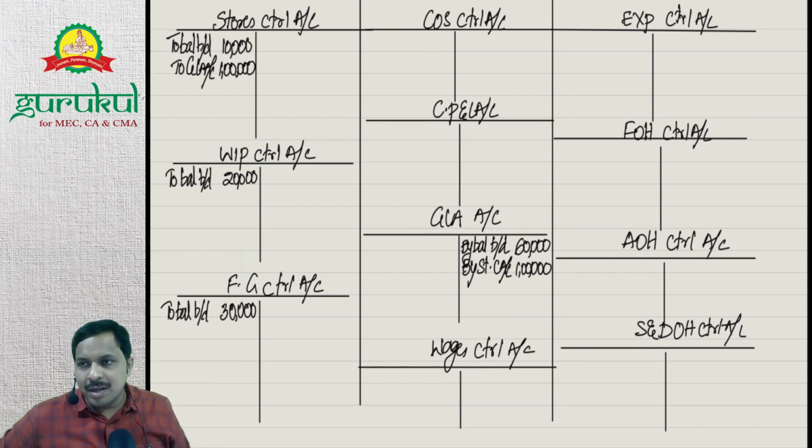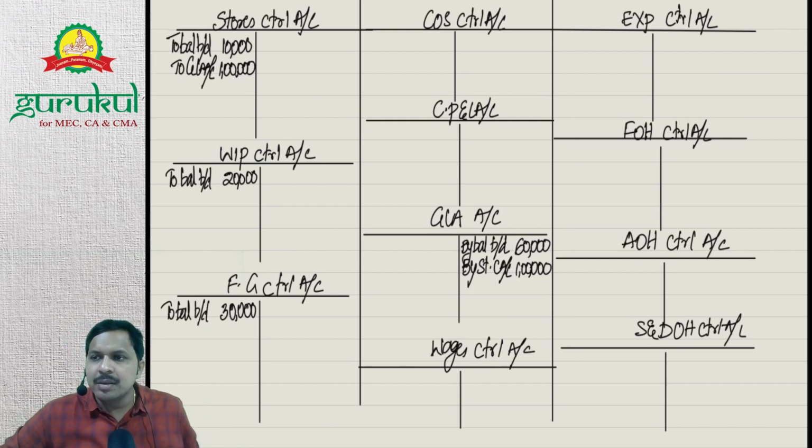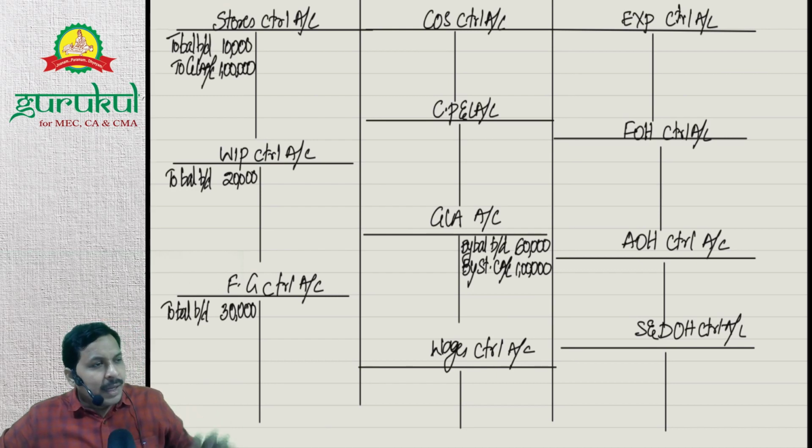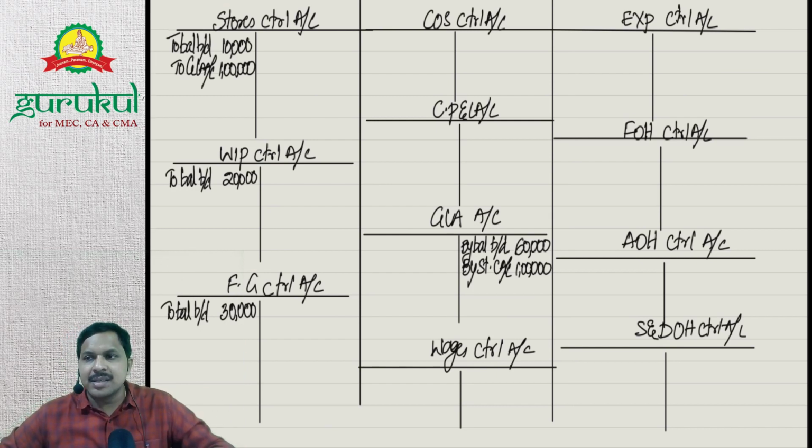Ledger accounts you are not required to open, but if you want, whenever I say an entry, you can write it. So the first entry we have learned: raw material purchased. Entry is Stores Control Account debit to GLA Account. You can read that so that it will be useful for your revision. You have it in a textbook, but we are learning here in a sequence. This sequence is easy for your preparation.